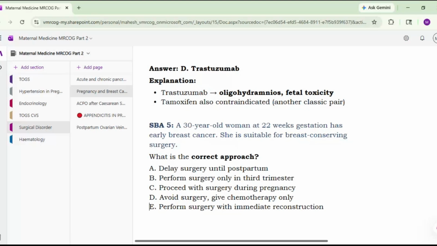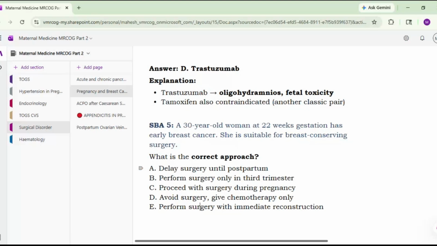Perform surgery only in the third trimester is not correct, because surgery can be performed in any trimester. So proceeding with surgery during pregnancy can be done. However, you cannot do the reconstruction at that time, so performing surgery with immediate reconstruction is wrong. Avoid surgery is also wrong.